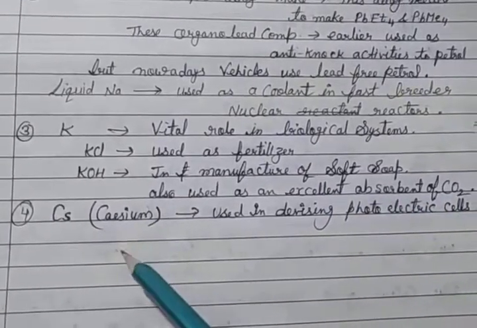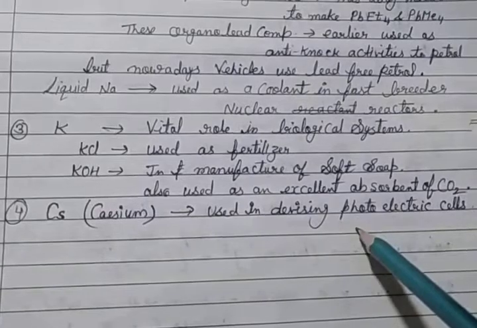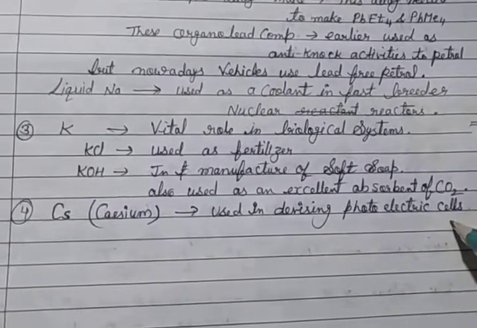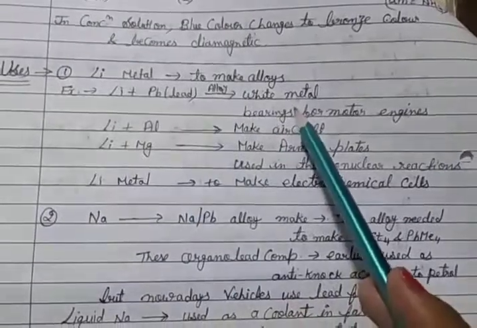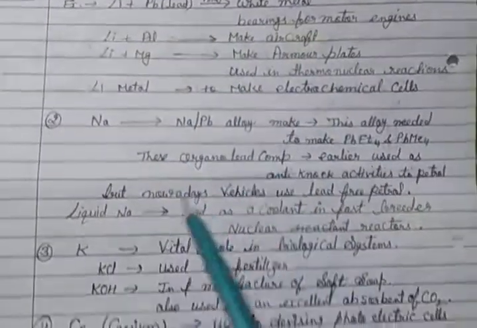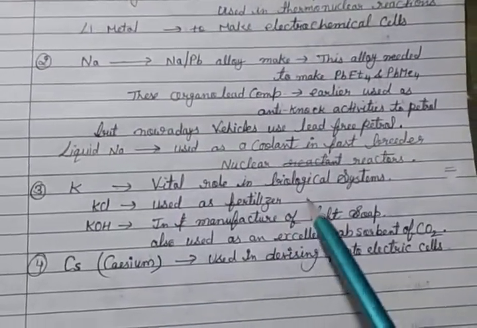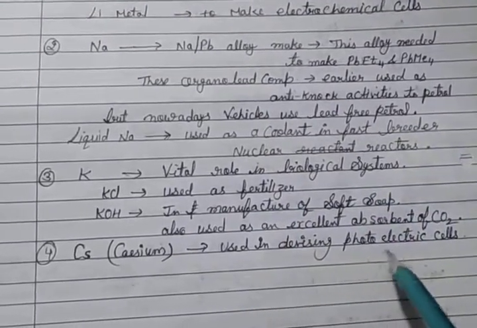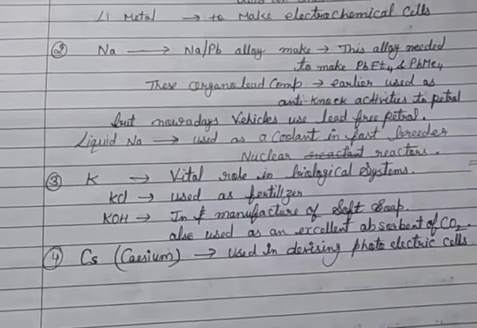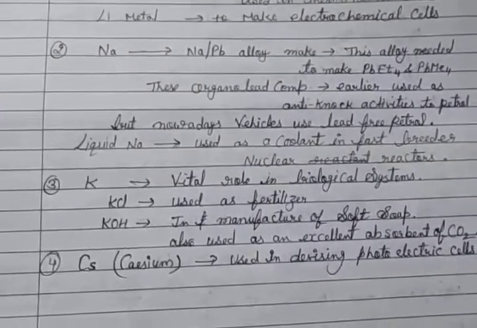Then cesium is used in devising photoelectric cells. So these are the uses. Lithium makes alloys, sodium also makes alloys, third, potassium is used especially in biological systems, and then cesium is used in devising photoelectric cells. The next topic I will explain in the next video.